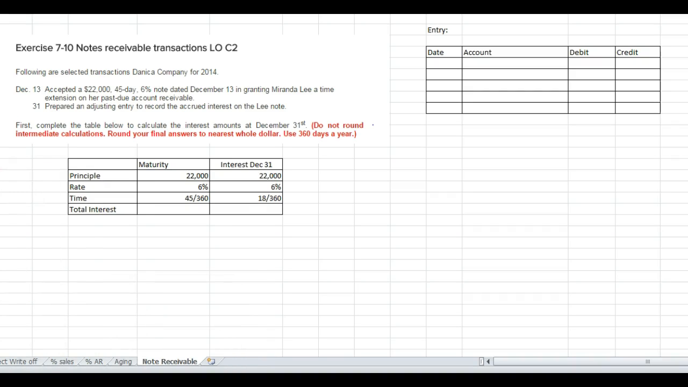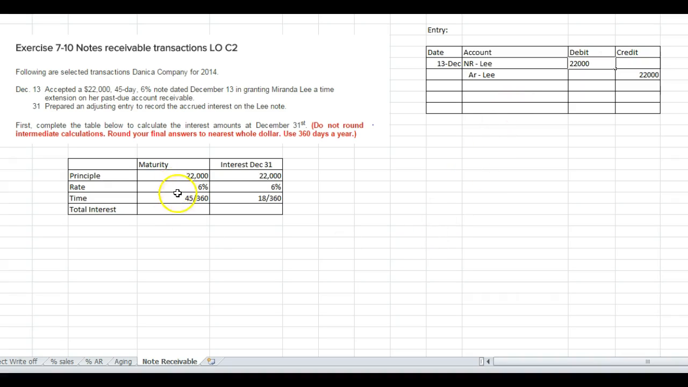So let's kind of look at what this is going to look like. First of all, I have to, on December 13th, take her accounts receivable and put it into a note receivable. So it's going to be a note receivable Lee. Whoops, I should capitalize that. And I'm going to credit accounts receivable Lee. Okay, and that's going to be for $22,000. That one's pretty easy. You're probably fairly comfortable with that one.